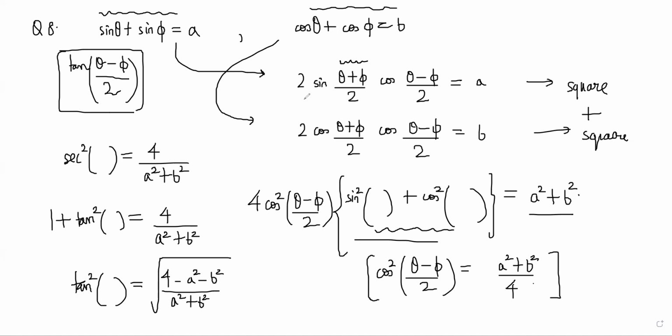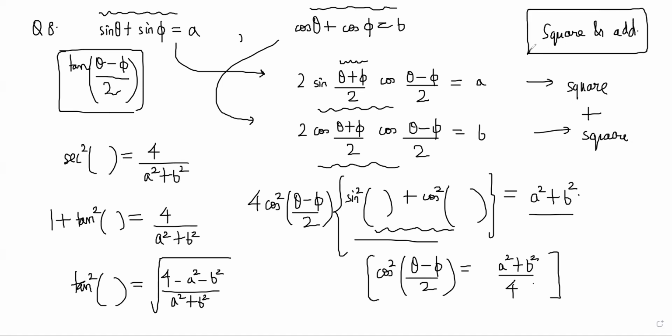Yes, sir. Got it. We use the two sum formulas. After that, we try to remove the angle that we don't want. We don't want the sum, so we square and add. That is a standard technique that you need to be aware of, squaring and adding. Especially useful in eliminating trigonometric expressions.